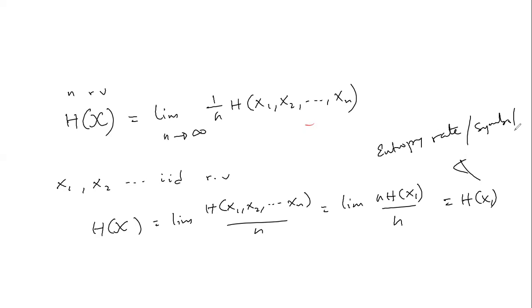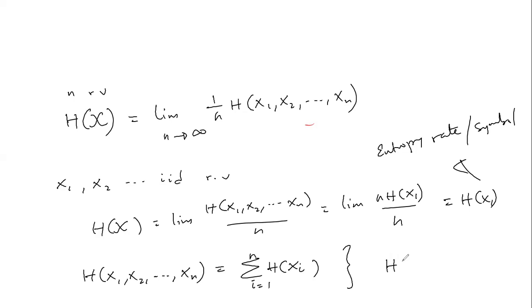And for a sequence of independent but not identically distributed random variables, we can therefore say that the joint entropy is the same as the summation from 1 to n of H of Si. And you should note that this H of Si are not equal, because they are independent but are not identically distributed. Okay, so if they were identically distributed, they would be equal, but this time they are not equal.